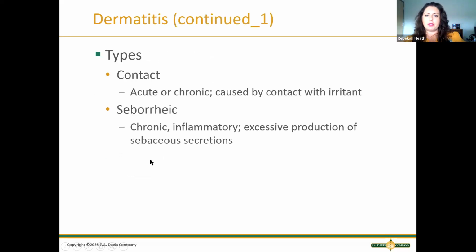So there's a couple different types. Contact, and that's where you actually make contact with the irritant. I am really sensitive to grass. I know it's weird, but if I would go roll around in a field of grass, especially that just got cut, my whole skin would break out.